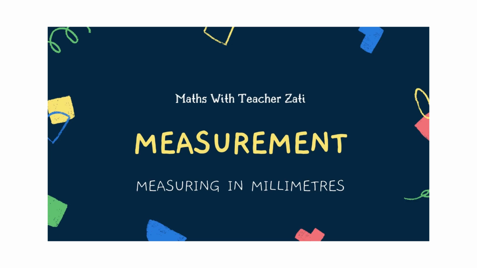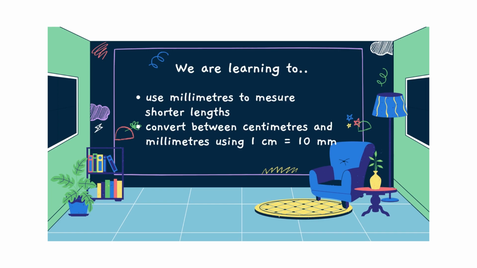Welcome again to Maths with Teacher Zati, and our topic for today is measurement, which is our chapter 15. But today we're going to focus on measuring in millimeters. We are learning to use millimeters to measure short lengths and convert between centimeters and millimeters using 1 centimeter is equal to 10 millimeters.